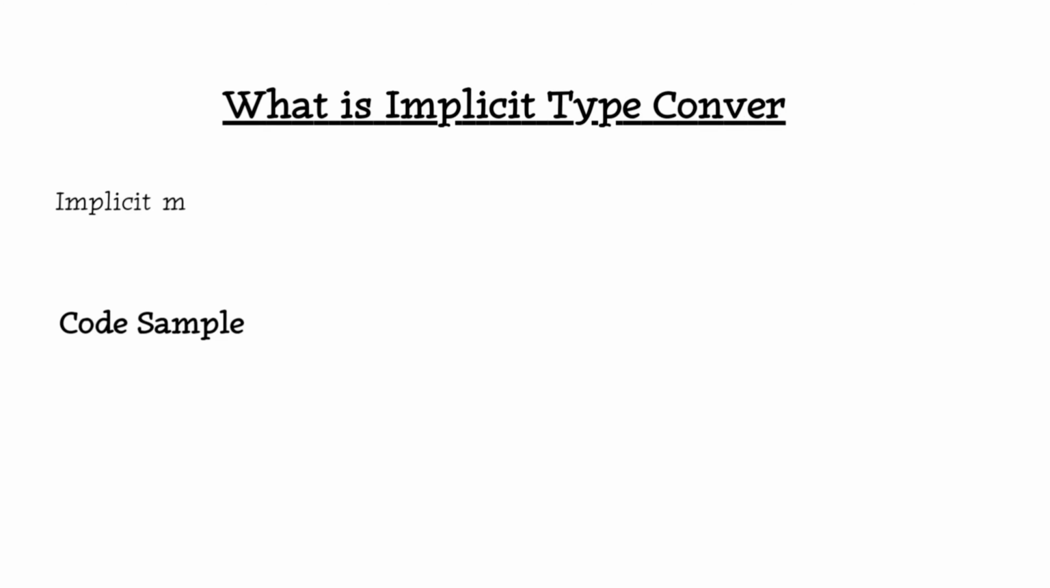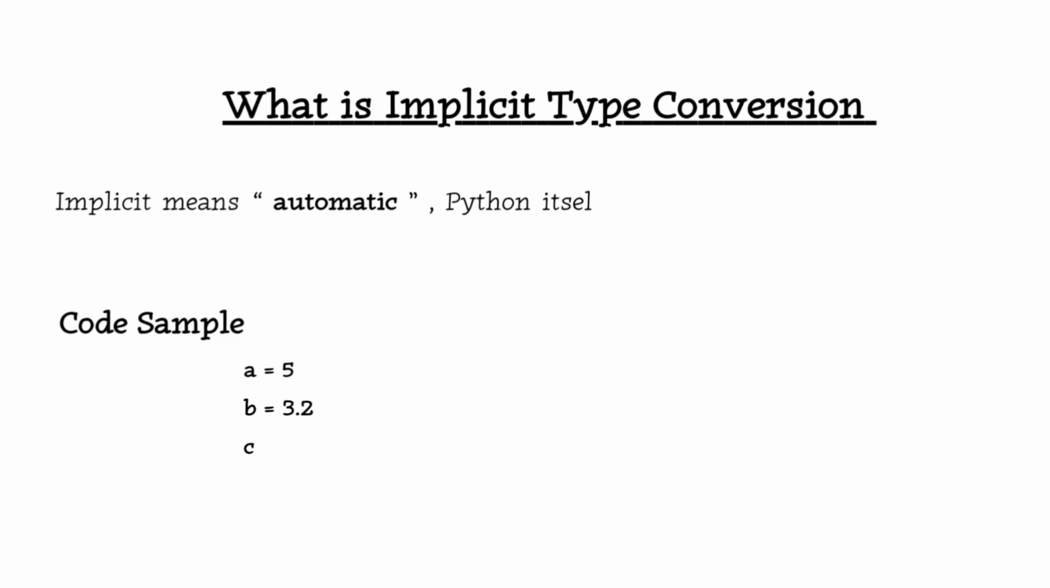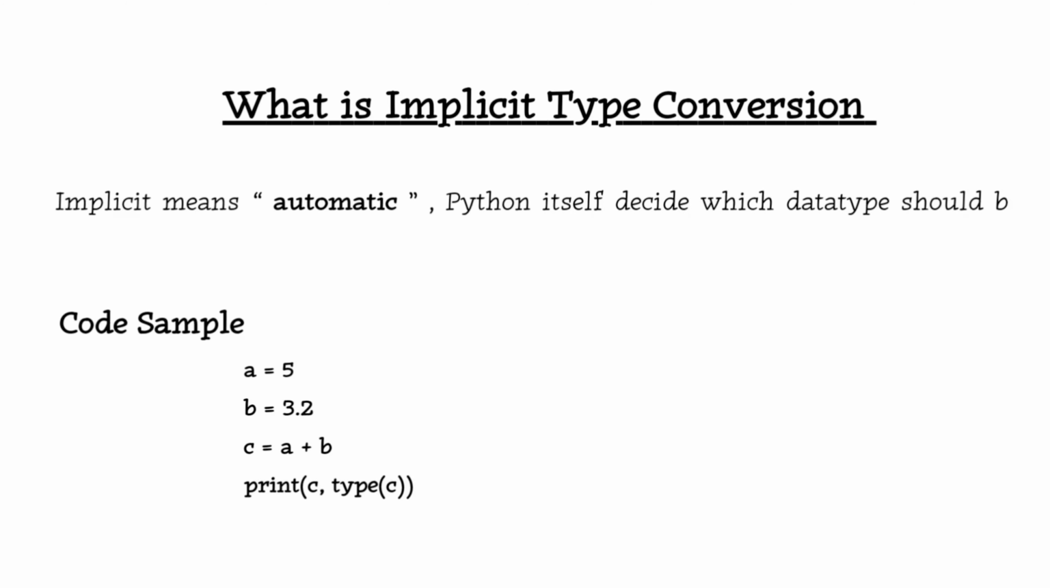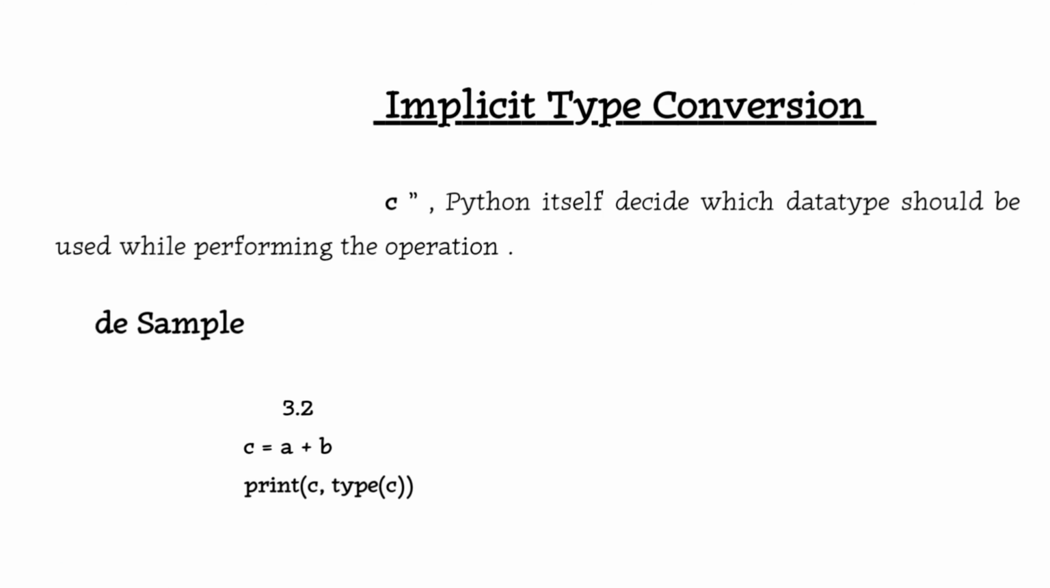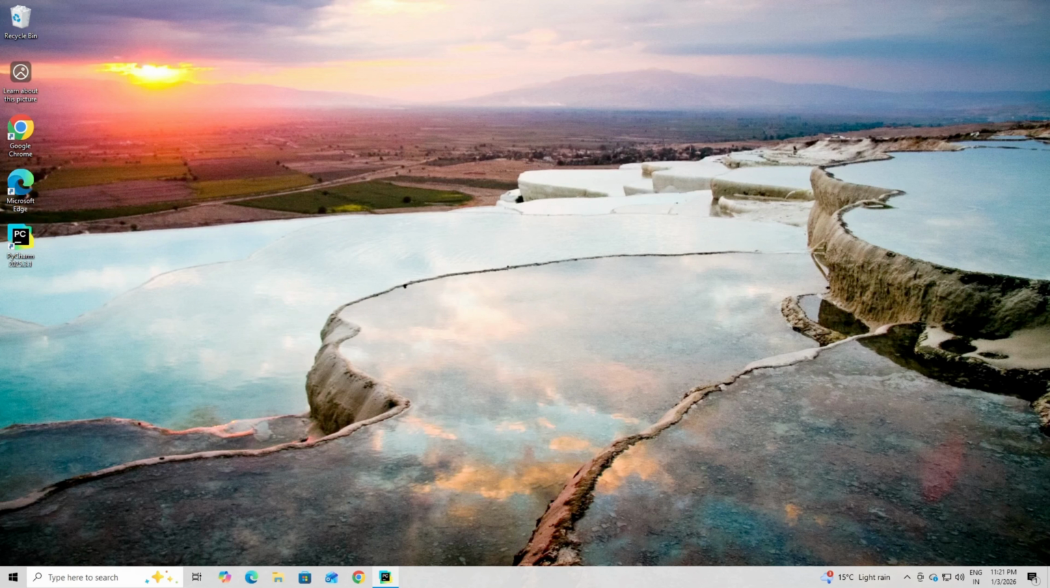Now let's first talk about implicit type conversion. Implicit means automatic. Python itself decides which data type should be used. When we add an integer and a float, Python automatically converts the result into float to avoid a loss of data. Now let's see a practical example with more details about implicit type conversion.